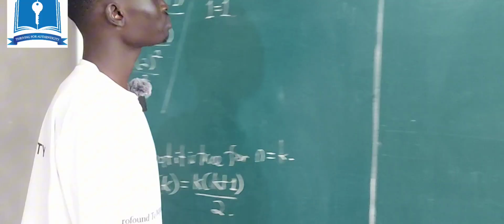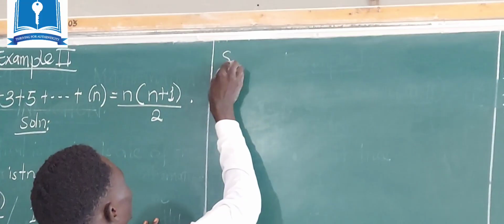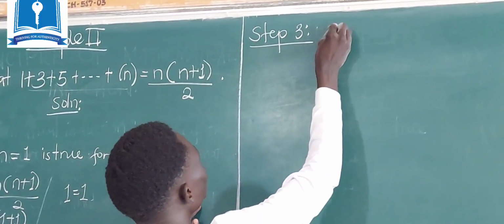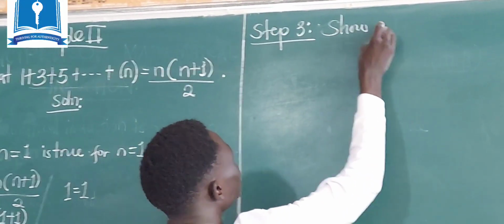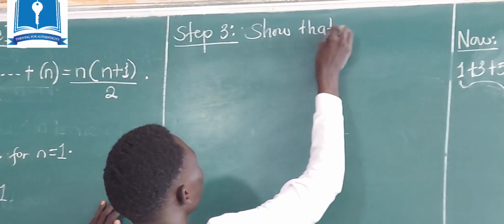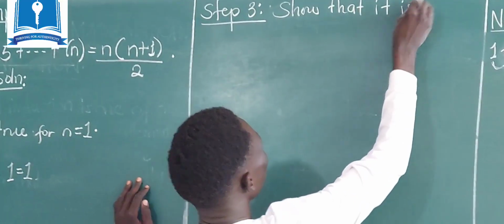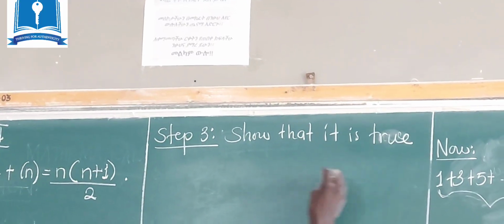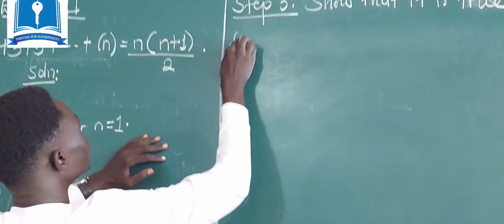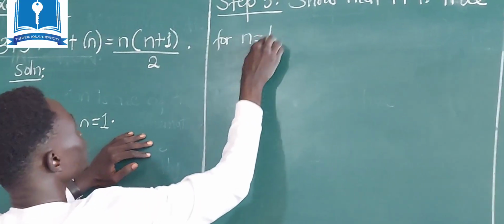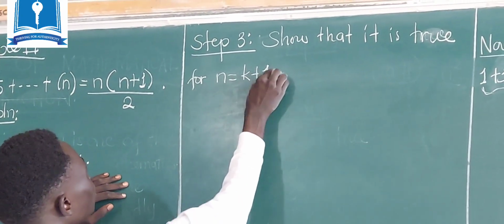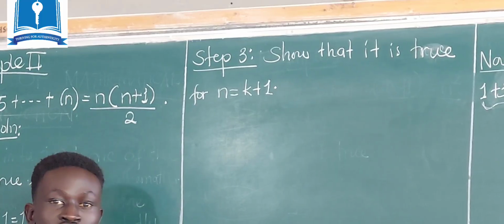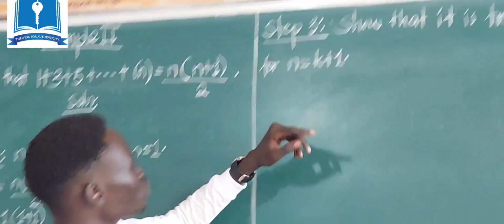So now let us come to step 3. Show that it is true for n equals k plus 1. So we are trying to show that, having assumed it is true for n equals k, it is also true for n equals k plus 1.